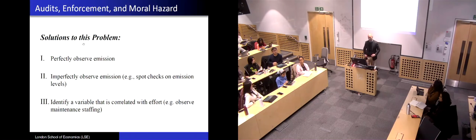The second thing that we can do is imperfectly observe emission, to do spot checks on emission level or something like that. And the third thing is to identify a variable that is correlated with effort. For example, observe something like maintenance staffing: how many people actually work in the maintenance department or something like that. Again, it's not perfect, but it's something that can potentially work.